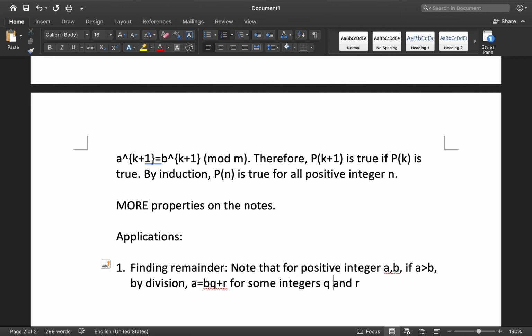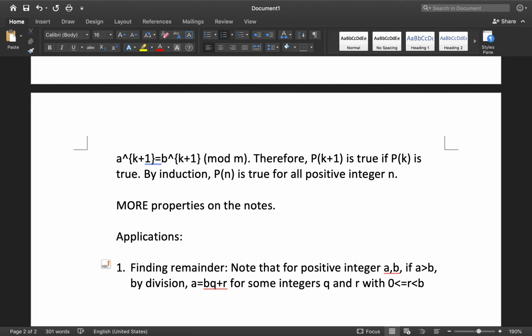For some integers q and r, with 0 less than or equal to r, but strictly less than b. So that is the definition of the remainder.